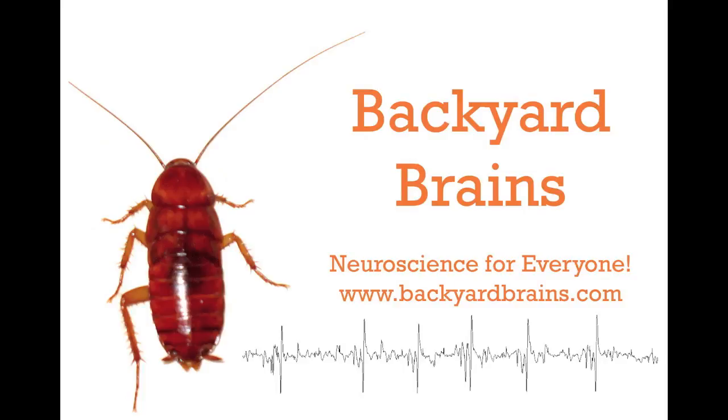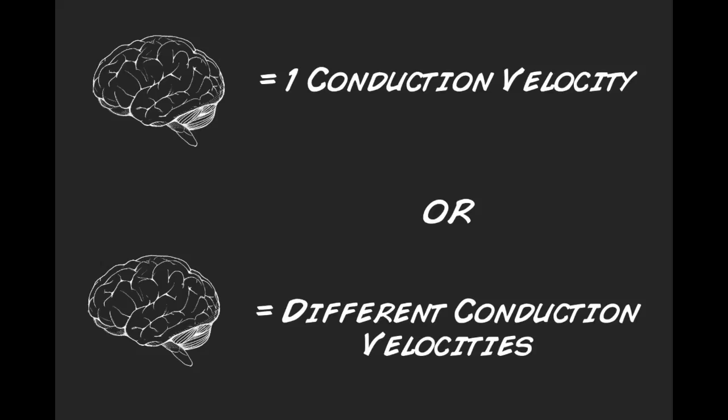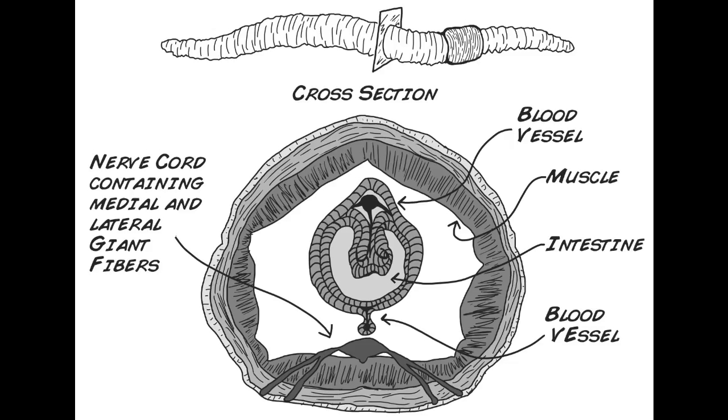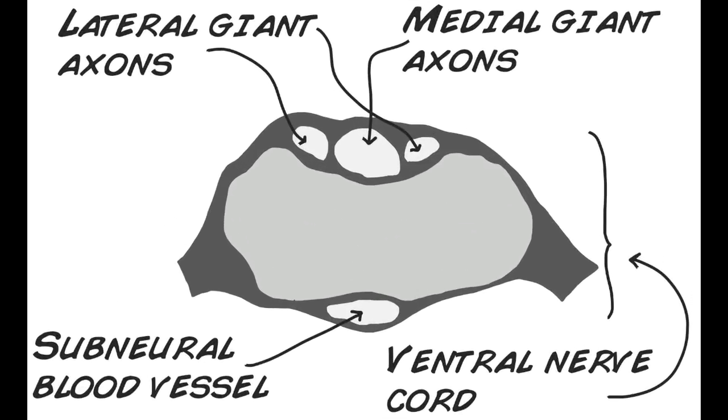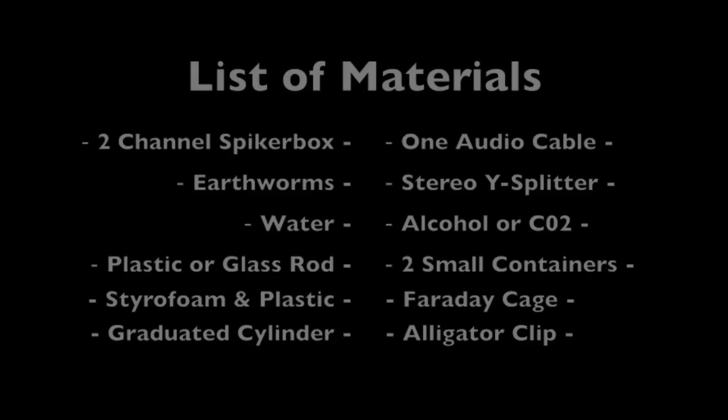At some point, you may have thought, do all neurons have the same conduction velocity, or do certain neurons have different conduction velocities? And if so, why? In this experiment, you'll record the conduction velocity of the earthworm's lateral and medial giant fibers. Both fibers run the length of the worm, but each fiber serves a different purpose in the earthworm's nervous system. Let's get started.